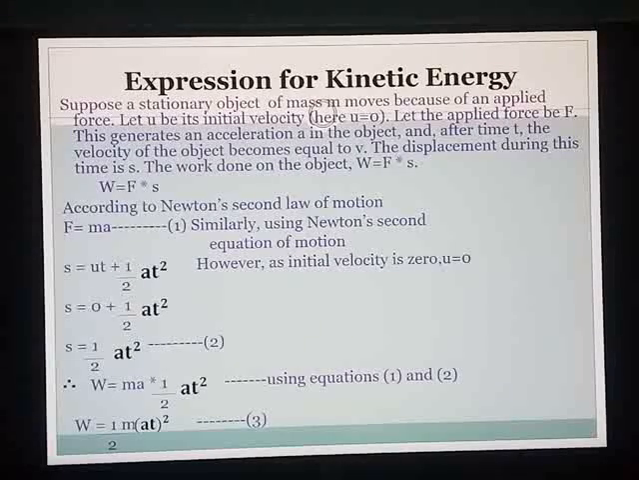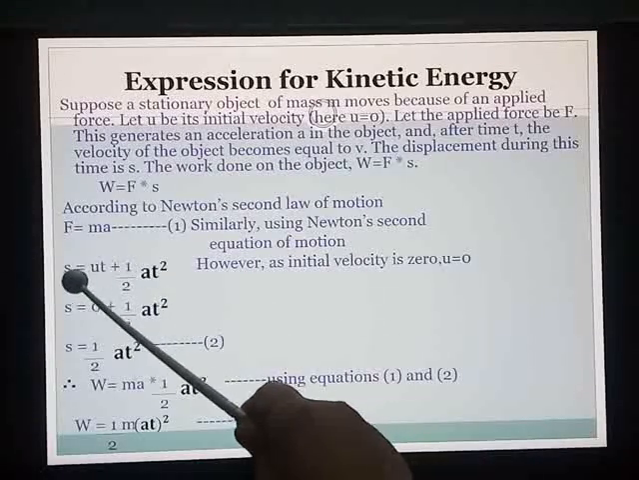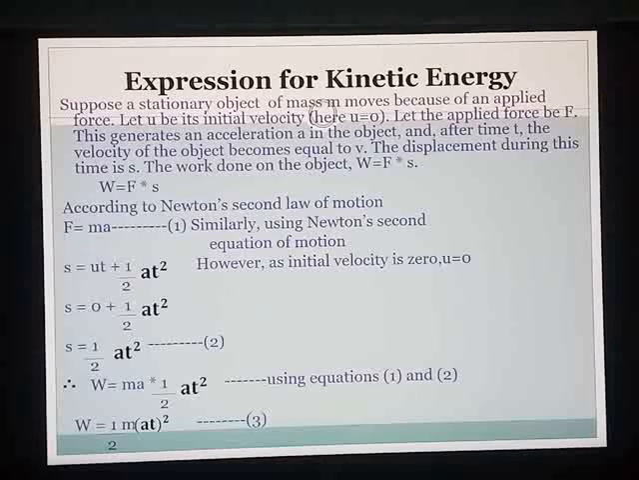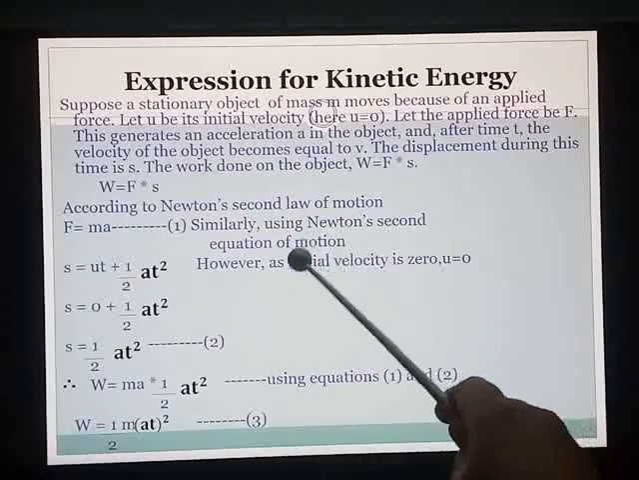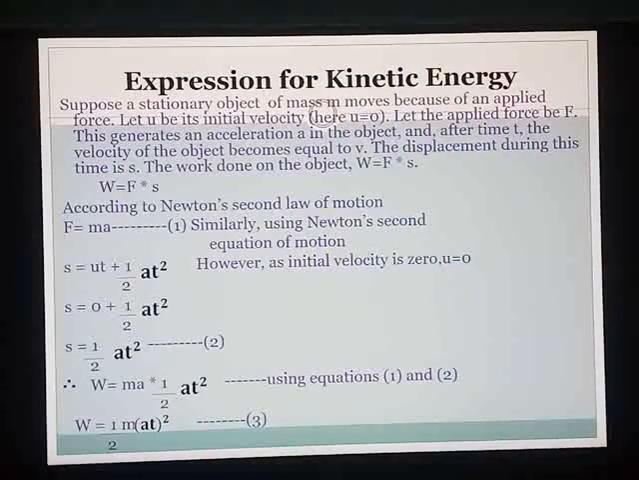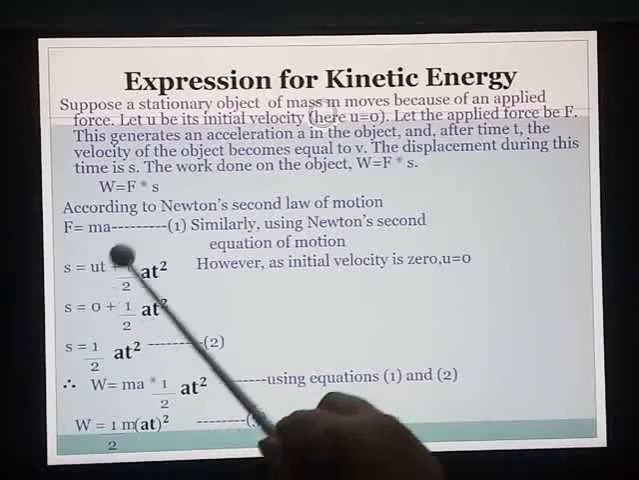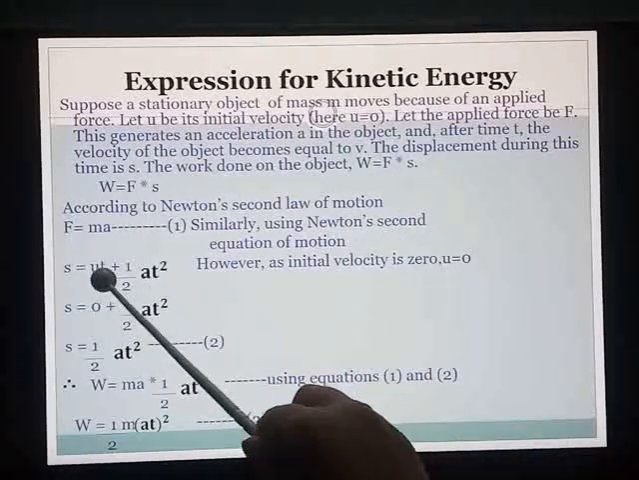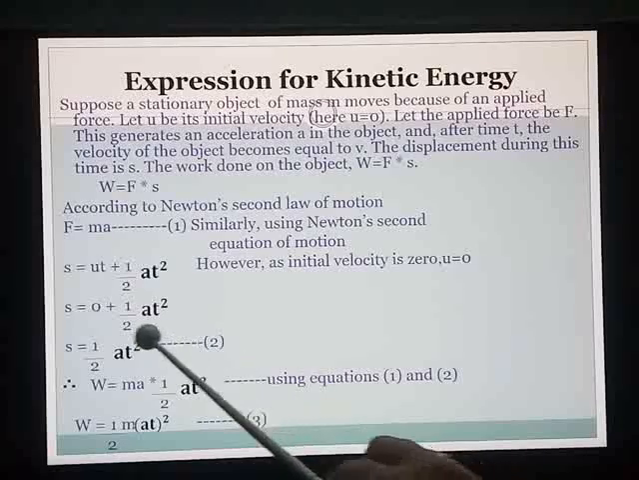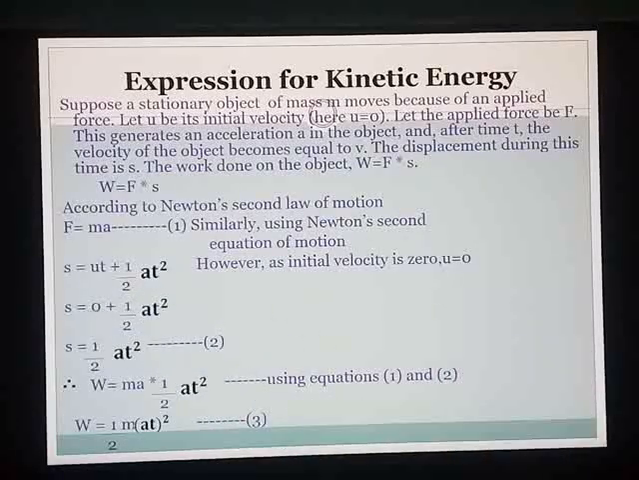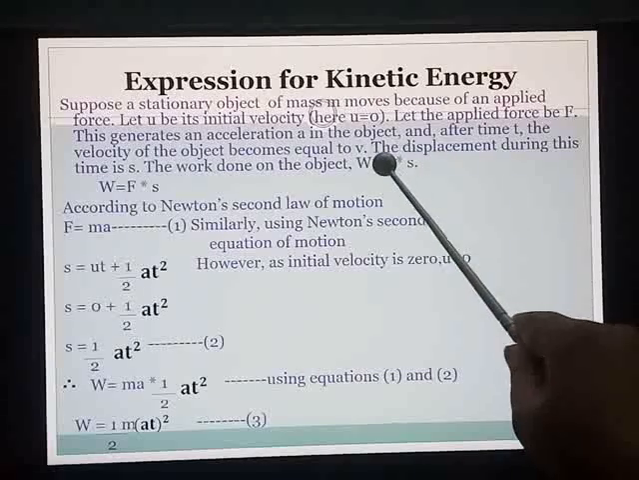Now here you are going to use the formula s is equal to ut plus half at square. Why? Because your initial velocity u is equal to 0. So in place of u, you are going to put the value 0. Anything multiplied by 0 comes out to 0, plus half at square. So you can write s is equal to, you can remove this 0 plus, what remains? Half at square.